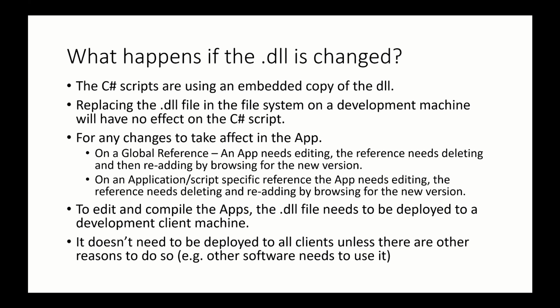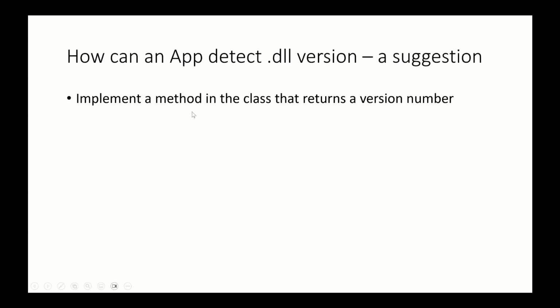So clearly I can fix it by doing what I've just described to you here, by deleting and re-adding it, but is there a way I can make the app a bit more intelligent so that it warns me that there's a version mismatch before it actually causes a crisis? So I came up with the following idea. Maybe you could implement a method in the class that returns a version number, in which case you could compare it with another version number.